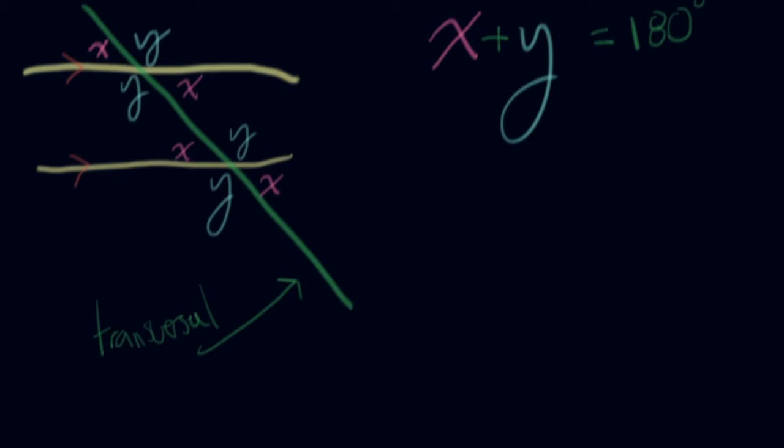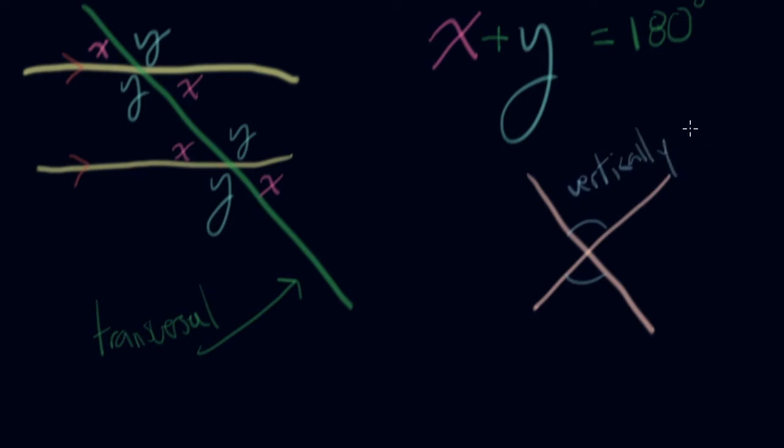Well, that's pretty neat. Now, some previous knowledge that you have to remember is that when you have two lines that cross, you get something called vertically opposite angles, and vertically opposite angles are always equal. So vertically opposite, okay? You have to remember that.